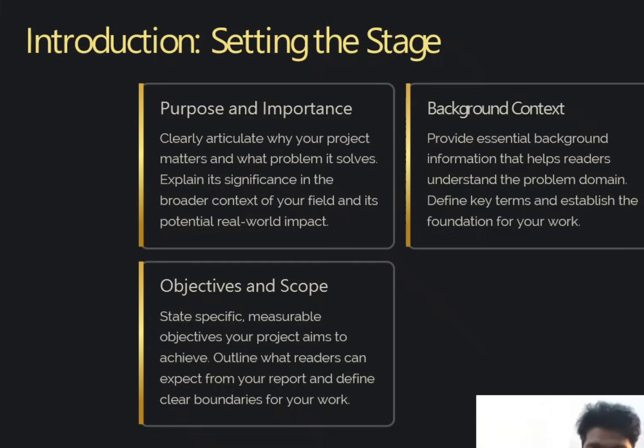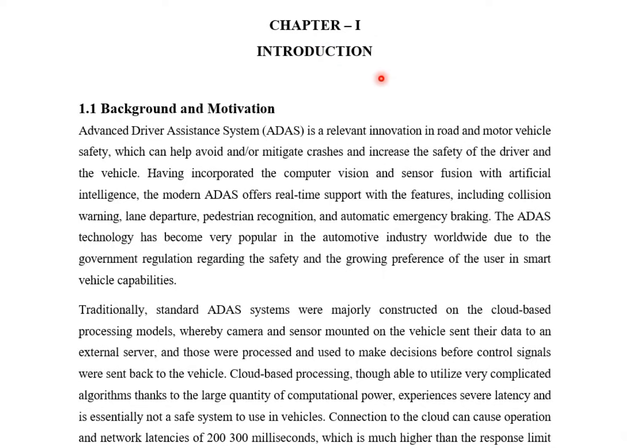Coming to the first chapter, the introduction. In the introduction, what should you write? You should clearly mention what problem the project you are going to implement is going to solve. Then you have to explain the real-world impact of your project. Then explain what background it comes from and what key terms you are going to implement. Then the objective of your project, so that readers know what to expect from your report and can define the boundaries of your work. This is how we write the introduction.